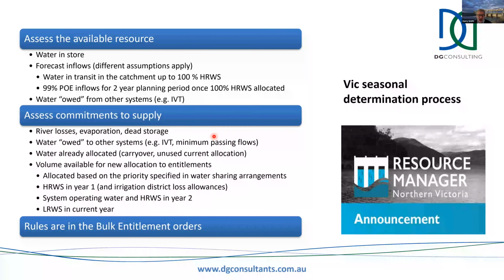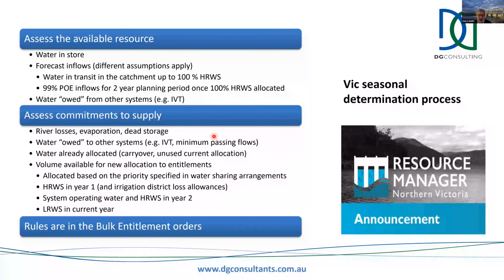Also look at water owed to other systems. So in the case of the Goulburn, that might be water that's a result of prior trades in the previous year. That might be water in the intervalley transfer account that's owed to the Murray, for example. Also need to make allowance for things like minimum passing flows that have to be released from storages, even if there's no demand, or passed at the end of system flows.